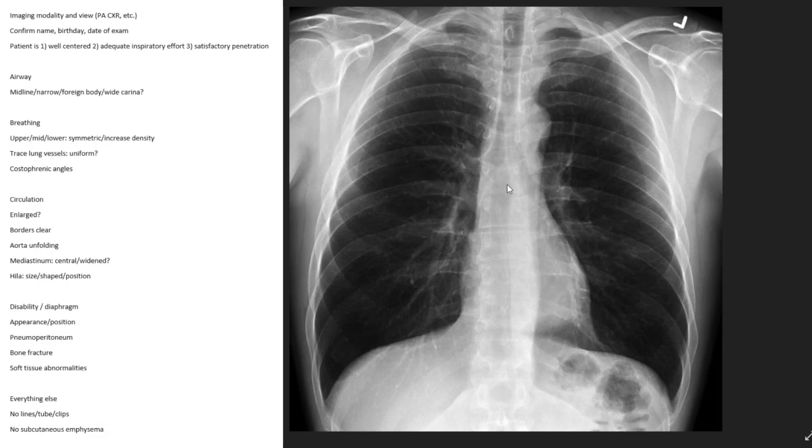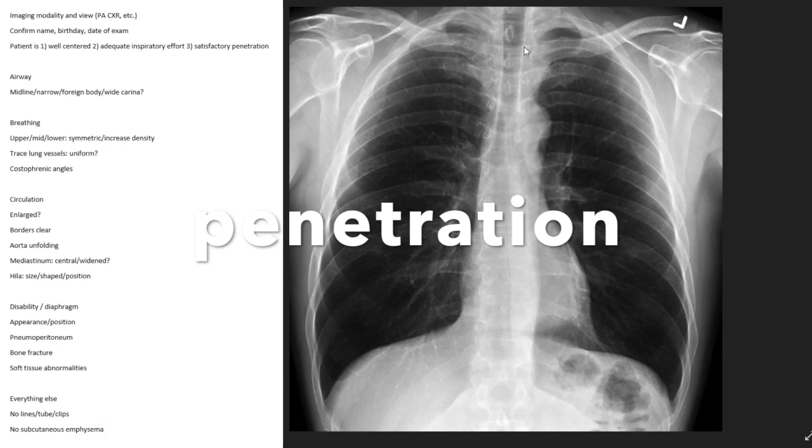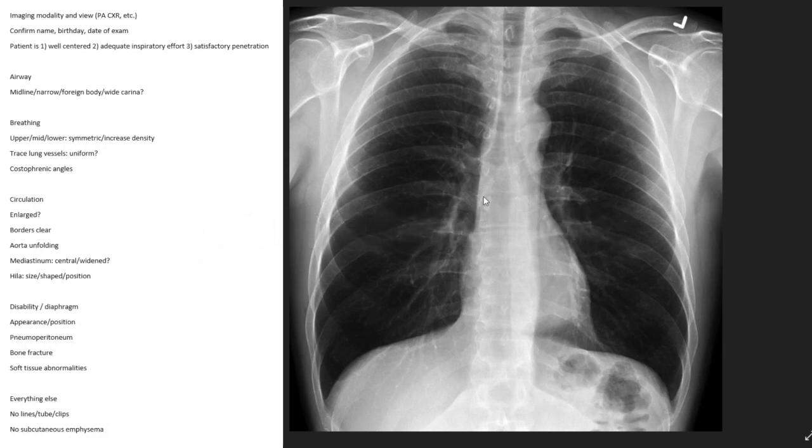And then you want to look at penetration. Penetration is assessed by looking at the spine behind the cardiac silhouette. If the spine is not visible behind the cardiac silhouette, then the exam is underpenetrated, and likewise, if there's just way too much black in the lung fields, and you can't even see lung markings, then the exam is overpenetrated. That's just a bad exam, you might want to redo that chest X-ray.